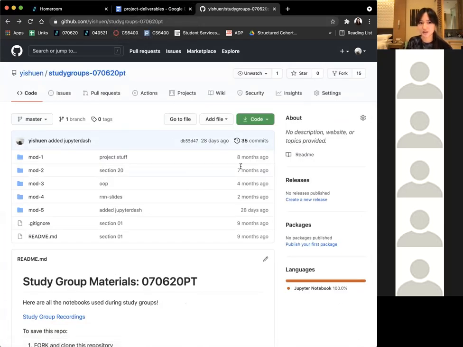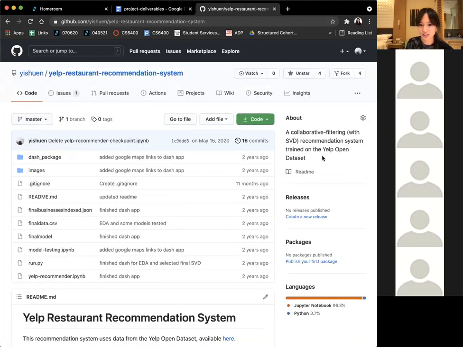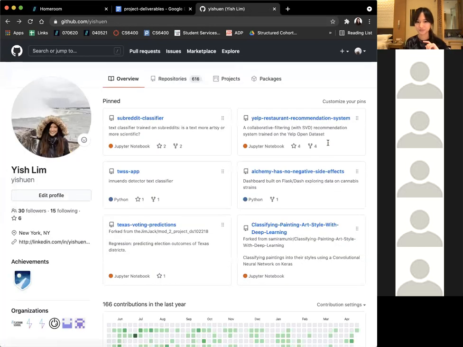So make use of the repo name and also the description of the project. Here, this study group repo doesn't have a description, but each of these has one. As an example, this was my capstone project, and here I put some about text, so it becomes even more clear what the project is. I will say that when you do a GitHub search for projects, they search on the description as well.